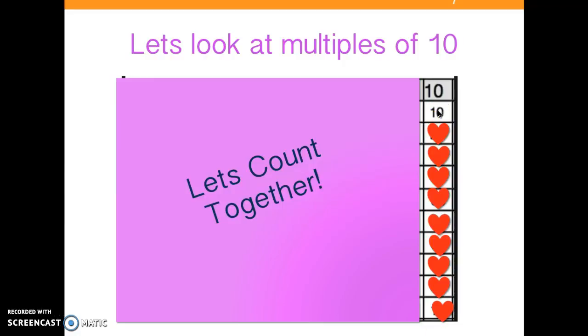So we're going to start off with 10. Now we're going to add another 10. 20, add one more 10. 30, and now I hope you see the pattern. 40, 50, 60, 70, 80, 90, and 100.